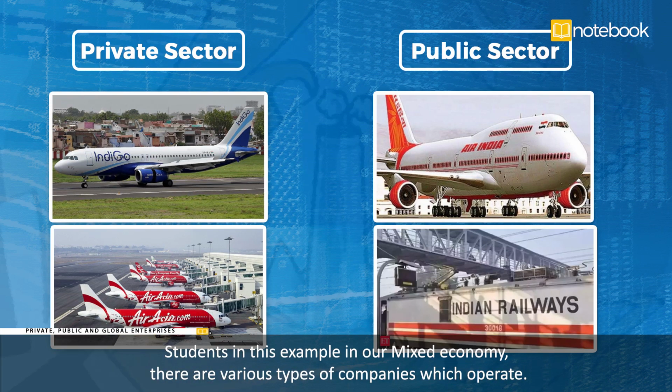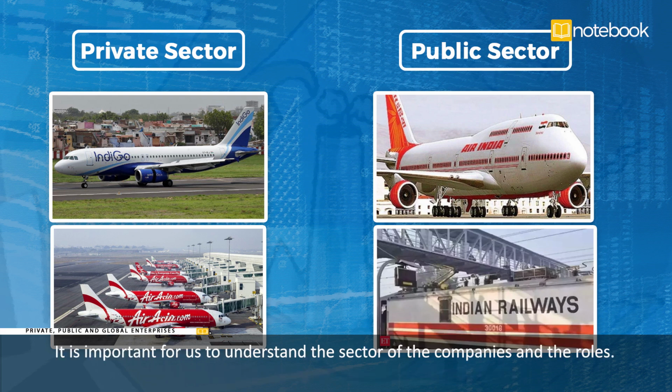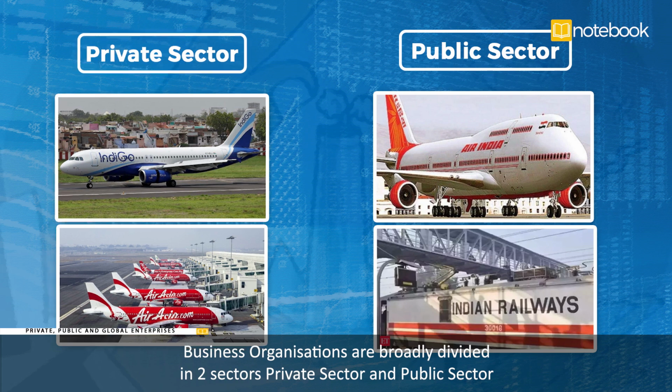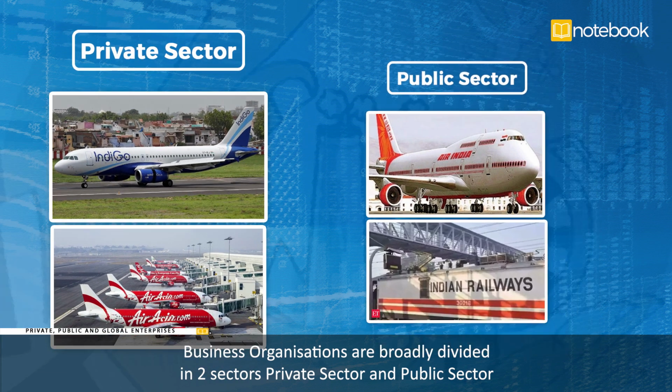Students, in this example, in our mixed economy, there are various types of companies which operate. It is important for us to understand the sector of the companies and the roles. Business organizations are broadly divided in two sectors, private sector and public sector.